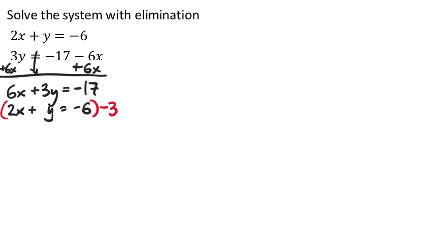So let's go ahead and distribute that negative 3 into the full equation. It has to distribute to all the terms. So negative 3 times 2x would be negative 6x. Negative 3 times 1y would be negative 3y's. And then negative 3 times negative 6 would be positive 18. So that equals positive 18. The top equation we're just going to rewrite. So that was 6x plus 3y equals negative 17.